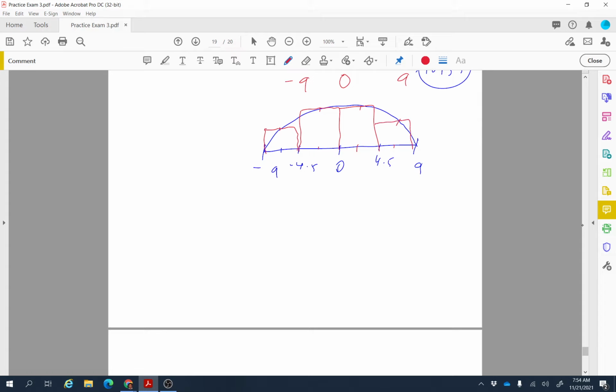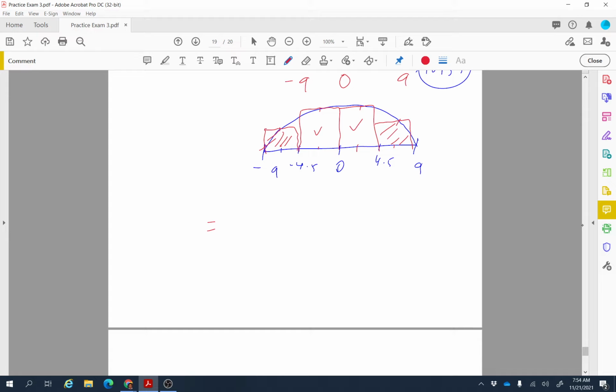Once again, the area of this part would be equal to the area of this part. Area of this part would be equal to the area of this part. So if you try to find out the area of all these four parts, eventually that will be the width of each subinterval, which is 4.5, times the height. Height is the function value at the midpoint.